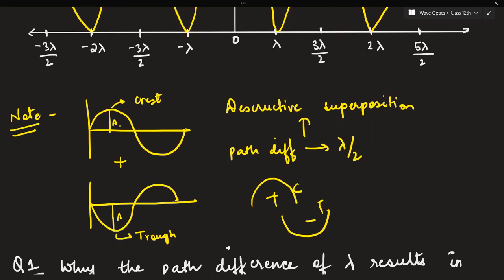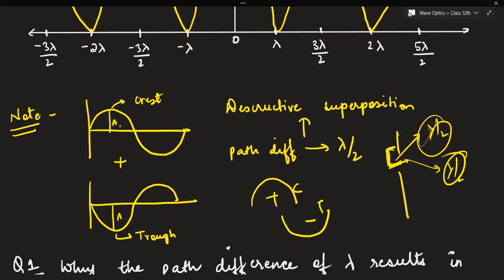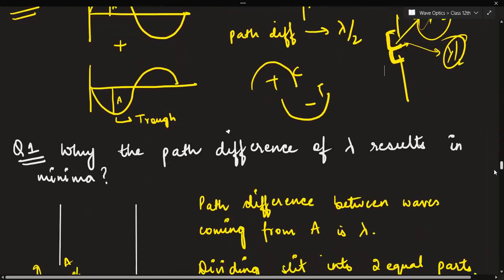So we get minima. What happened right now? The slit was divided into two equal parts. From the upper part, you have lambda by 2. From the lower part, you have lambda by 2. Both superimpose on each other. If only two waves, crest and trough, are there, they will overlap and that will result in destructive superimposition of the waves. So that's why it results in minima, because this is destructive, crest with trough.